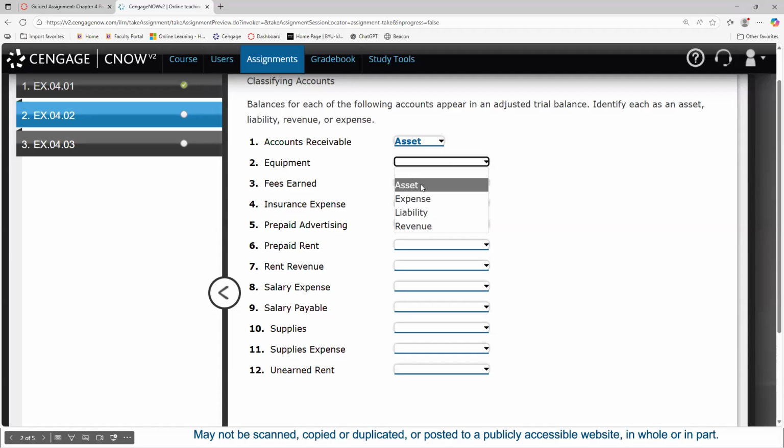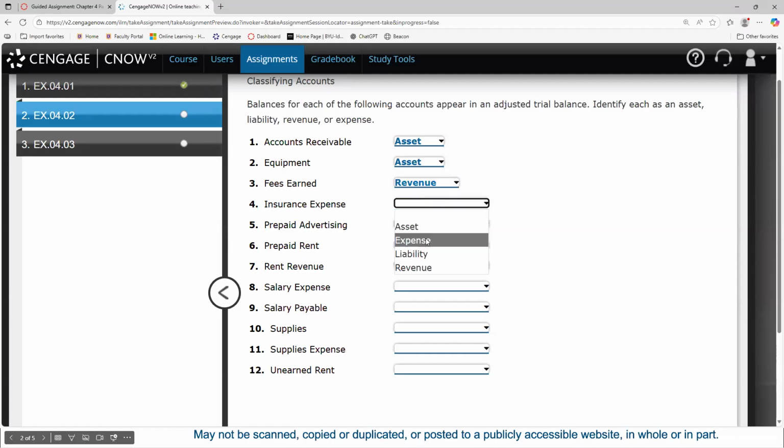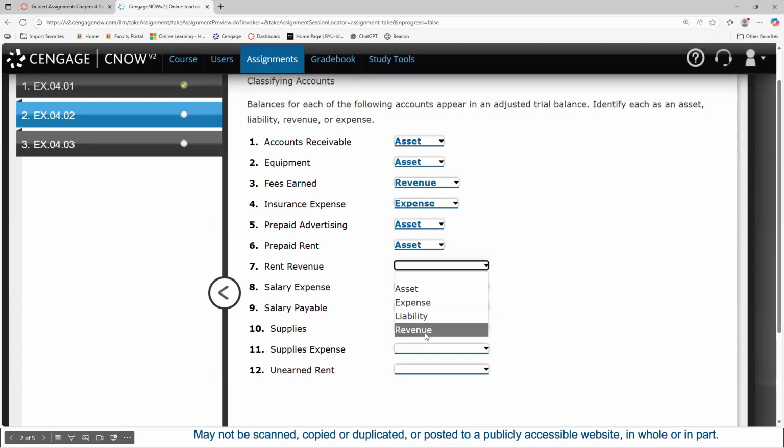Equipment, asset. Fees earned, revenue. Insurance expense. Prepaid advertising, asset. Anytime it says prepaid, that's an asset, right? It means we've paid in advance for advertising, so someone else owes us advertising. So prepaid rent, same deal. It's an asset. Rent revenue. It's a revenue. The only one that tricks you is unearned revenue, because it has revenue in its name. You're like, oh no, that's a liability.